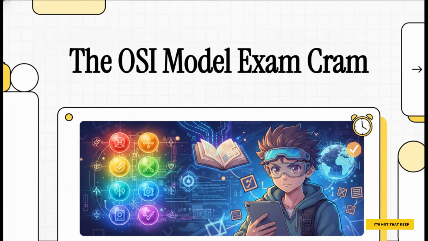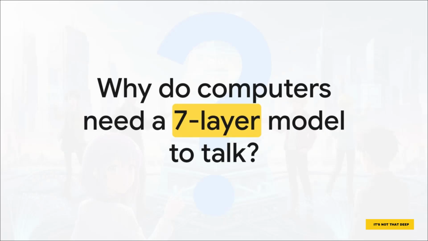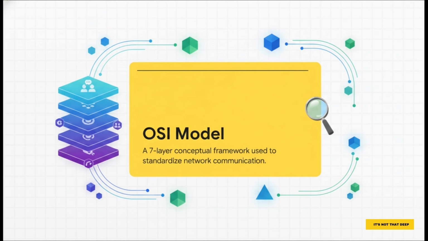Got an exam tomorrow? Let's decode the OSI model right now using some awesome anime analogies. Why 7 layers? It's a universal language, letting totally different systems talk without causing absolute chaos. Created back in 1983, it's basically a theoretical blueprint that maps out complex network communications step by step.